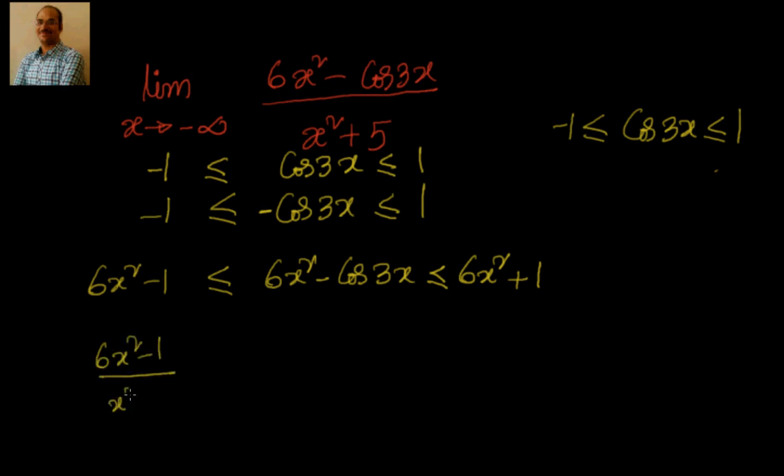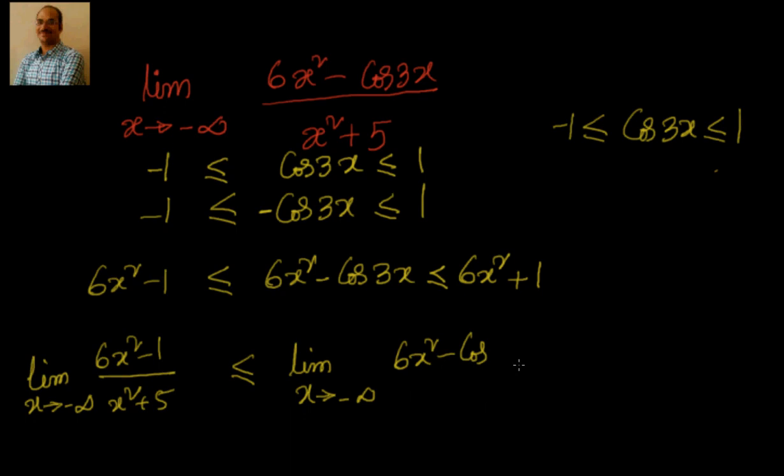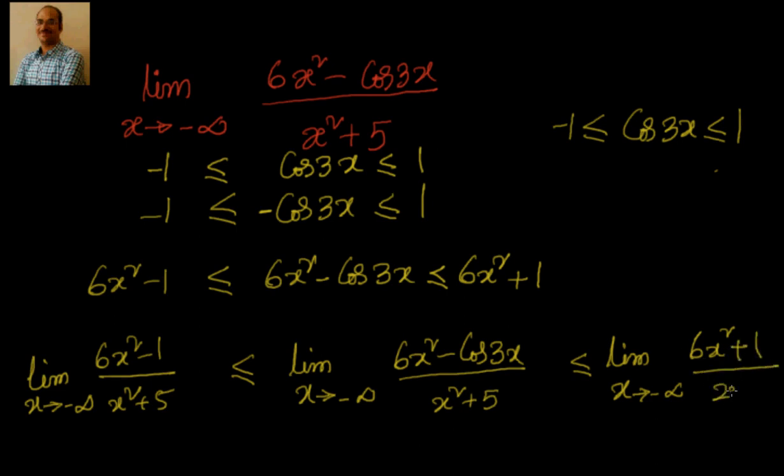So we will say 6x square minus 1 divided by x square plus 5, limit x tends to minus infinity, less than or equal to limit x tends to minus infinity 6x square minus cos 3x divided by x square plus 5, that is less than or equal to limit x tends to minus infinity 6x square plus 1 divided by x square plus 5.